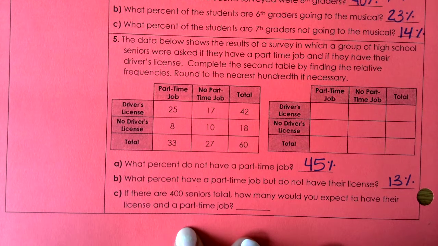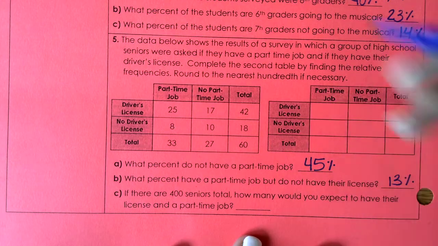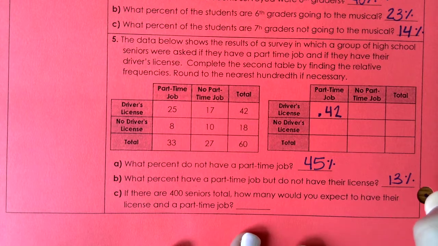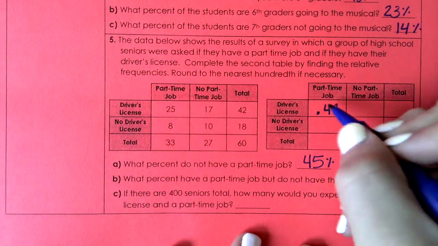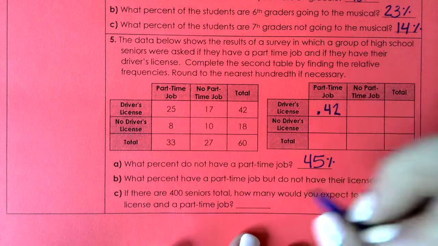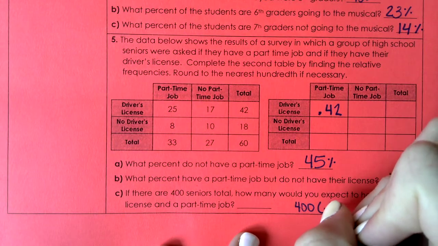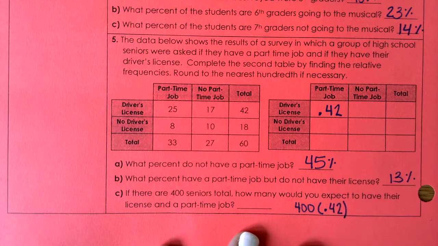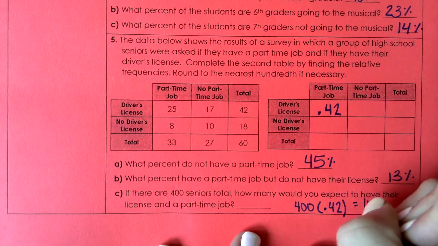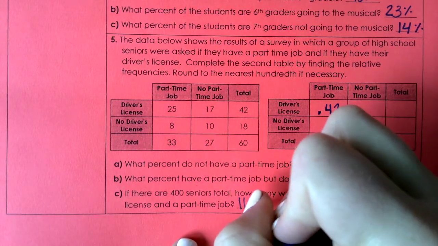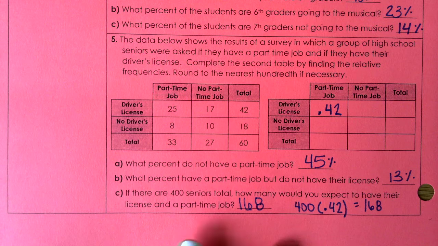Well, what you would do is you would take license and a part-time job. I'm going to tell you this is 0.42. So if it asks you that, I'm going to take this relative frequency and multiply it by 400. So I have 0.42 times 400, and that's going to give me 168. So I should expect 168 students to have a part-time job and their driver's license. Okay, that is our lesson for today.